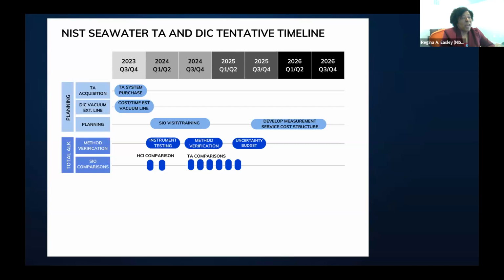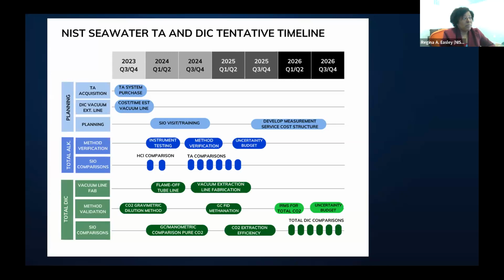What we have in store is that we will do some comparisons with SIO. So we can do direct comparisons of our ability to standardize hydrochloric acid, and then we'll do multiple comparisons on total alkalinity for new batches of seawater, just to ensure that the measurement qualities are similar. After this verification is performed, we will work on developing a total uncertainty budget for this measurement.